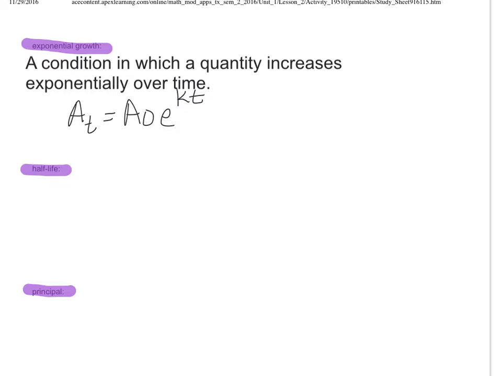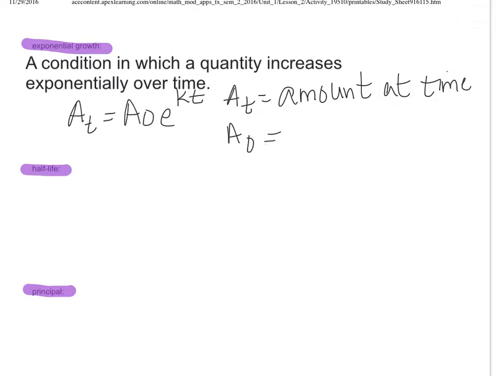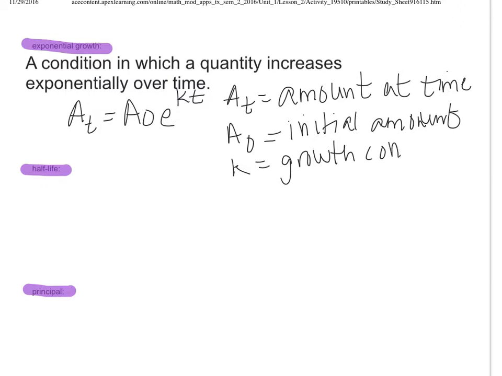And so A subscript T is just the amount that you have at that time. So AT, like the other one, is the amount at a certain time. All right. A subscript O is just the initial amount. It could be kind of like your principal amount, what you start out with. All right. K is going to be your growth constant. And that's K. And T is just going to be time.